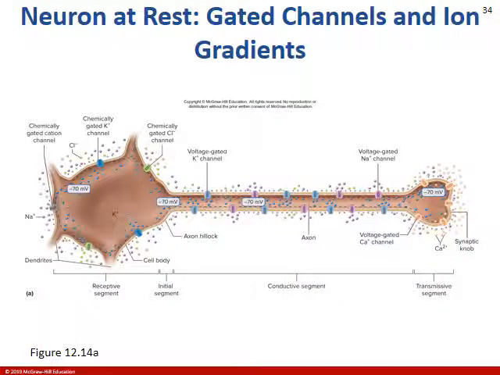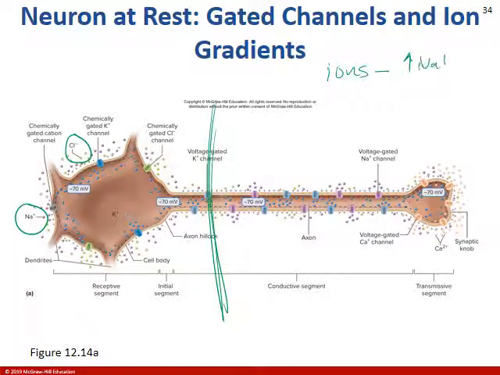This is a beautiful figure to kind of give you an idea of what's going on around the neuron and inside the neuron. So first, let's look at ions. What do you notice about this section, right? The cell body and the dendrites. You can see that there are more sodiums and more chlorides. So we have increased sodium, increased chloride ions. And then on the synaptic knob or transmissive segment, you can see that we have a lot more calcium ions.